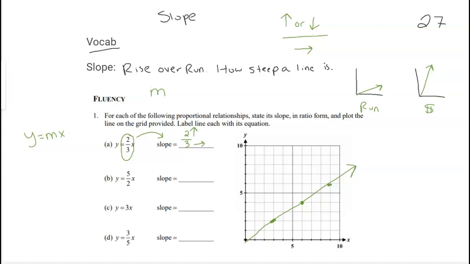Y equals 5 over 2x. Same idea. Our slope here is 5 over 2. So in this case, same thing. If I see 5, I see a positive, so I'm going to go up 5. And then 2, we are going to go to the right.